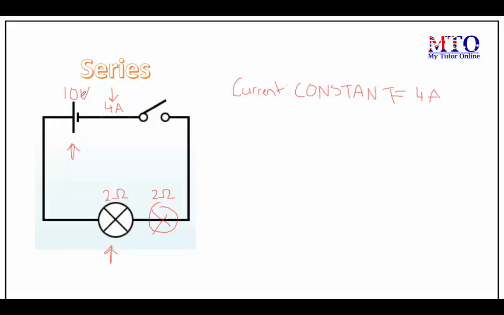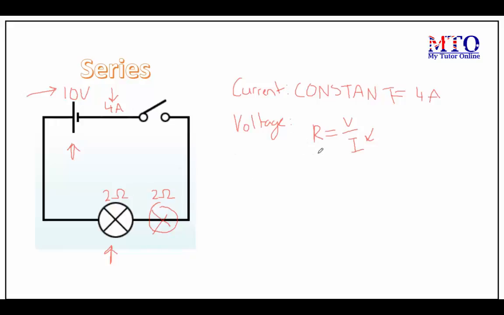Now let's take a look at the voltage. The overall voltage of this circuit is 10 volts as it's indicated here. However, if this was not indicated, you would simply use the formula R is equal to V over I, replacing I with your total current and R with the total resistance.